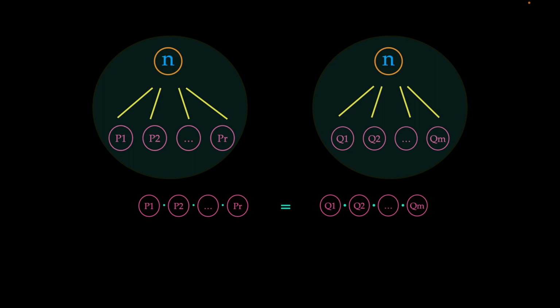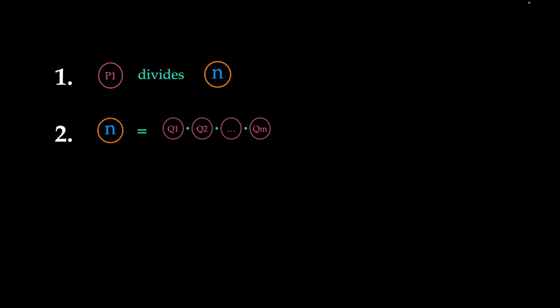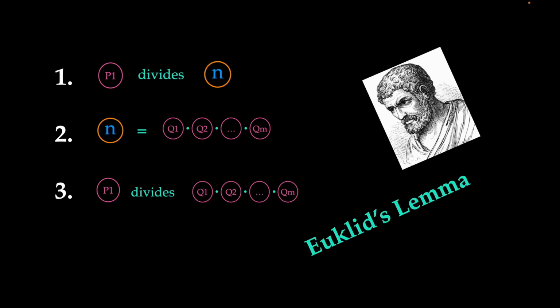So we have to find out what the relation between those prime numbers is, and we start by taking a look at the prime number p1. Since p1 is a prime factor of n, we can conclude that it divides n. N, on the other hand, can be expressed as the product of the q prime numbers. And this means that p1 also divides this product of q1 times q2 and so on times qm. But according to Euclid's lemma, we can conclude that p1 has to equal at least one of the q prime numbers, which we say is q1, so p1 is equal to q1.